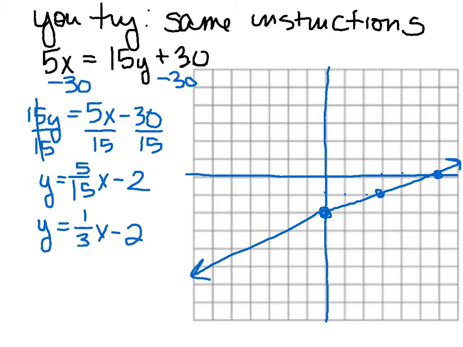I'm left with 5 over 15 x minus 2. 30 over 15 is 2. 5 over 15 reduces: 5 goes into 5 once, 5 goes into 15 3 times. That's what I'm graphing. Y-intercept is -2. Slope of positive 1 over 3. Positive 1 over 3.